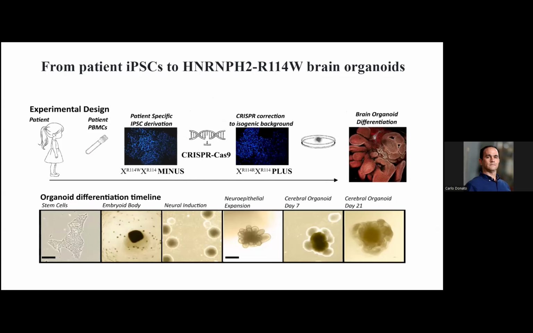We start with patient-derived iPSCs carrying the R114W mutation, what we call the minus line, and compare them with a CRISPR-corrected control, or plus line. These two are genetically identical, except for the R114W change. Both lines go through the same cerebral organoid protocol, so any differences we see are related to the genotype and not to the background.